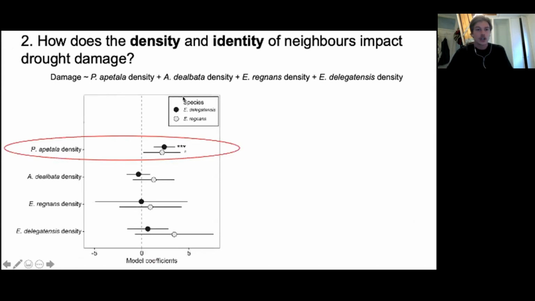And this figure here just shows the model coefficients for each predictor in determining canopy damage, in Delegatensis in these black points here, and in Eucalyptus regnans in those grey points. So you can see that of the four species, only Pomaderus had a significant effect on the damage in both eucalypts. And you can also see that this was stronger and clearer for Delegatensis. So this gives evidence that the density of Pomaderus is potentially the cause of the greater damage that we saw in Delegatensis as opposed to Eucalyptus regnans.